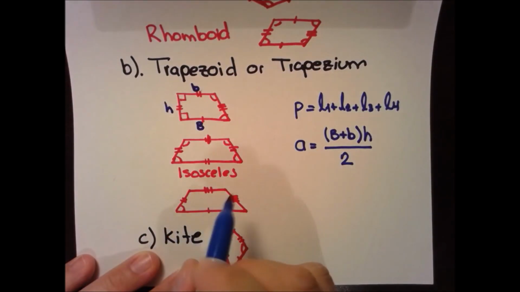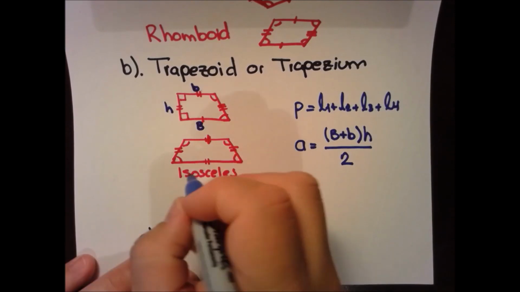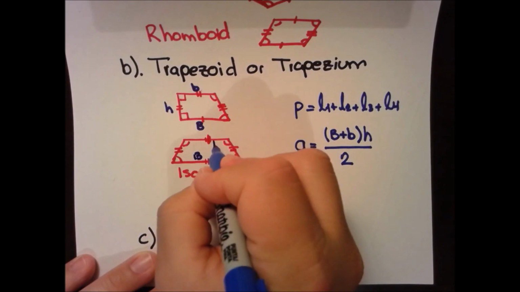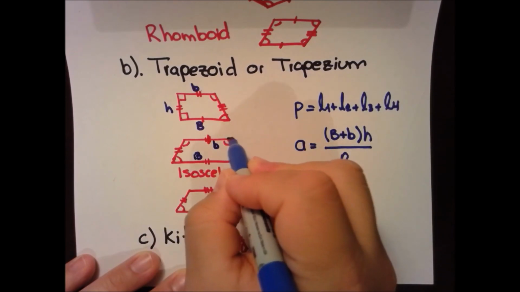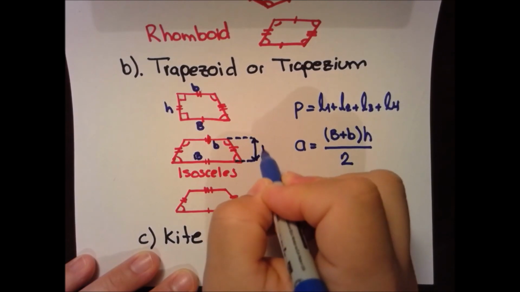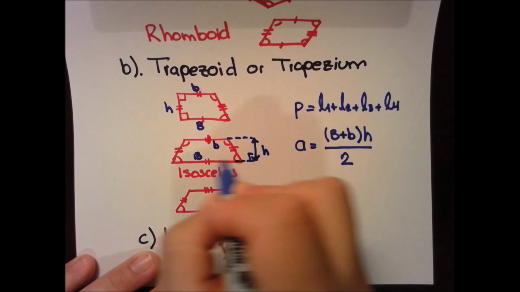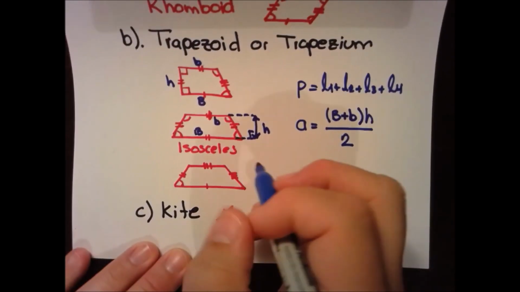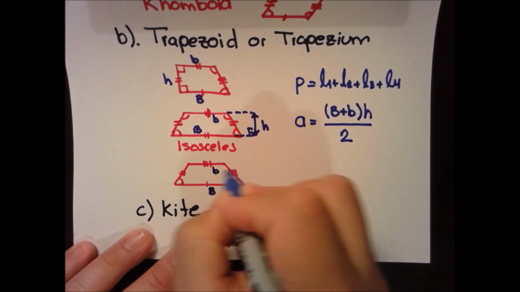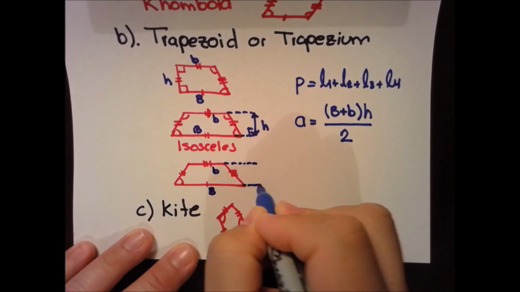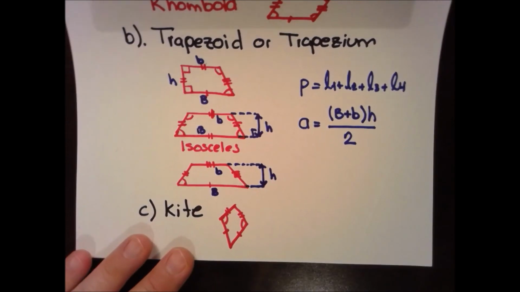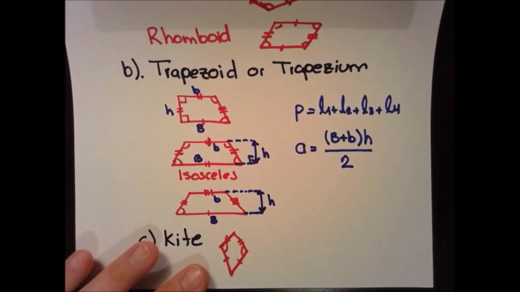In the case of the isosceles, here the major base is going to be this one, the minor base is going to be this one, but the height should be this one. Remember, it's 90 degrees with the base. This is going to be the height. In this one, it's going to be exactly the same. Major base, minor base, and this is going to be the height. So this is the formula for the trapezoid or trapezium.